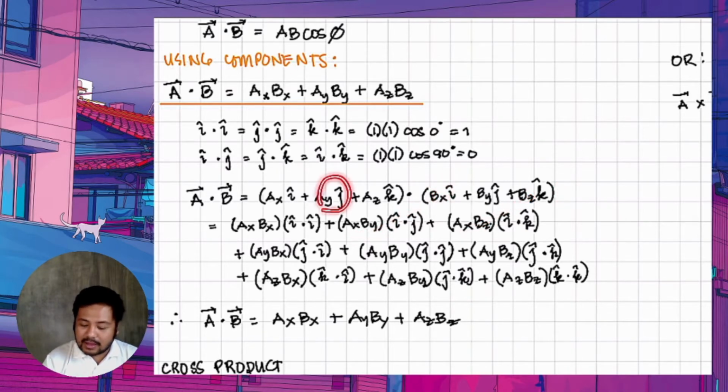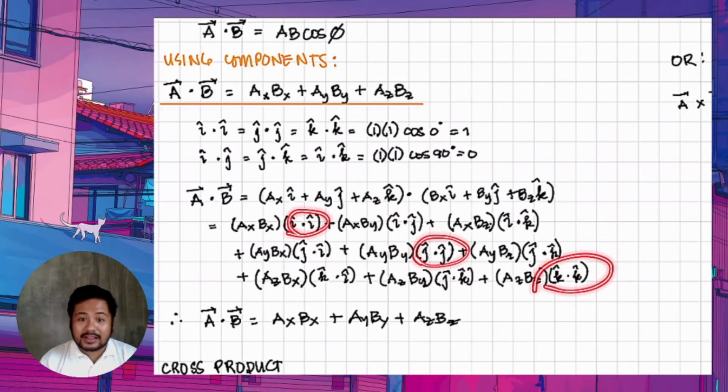If we have ay, distribute it there. And then we could say that j dot i is 0, and j dot k is also 0. So meaning this will just cancel out. They will just become 0, 0, 0, 0. Same thing with our az. So hence, if they are all 0, what we're left with is just i dot i, j dot j, and k dot k.